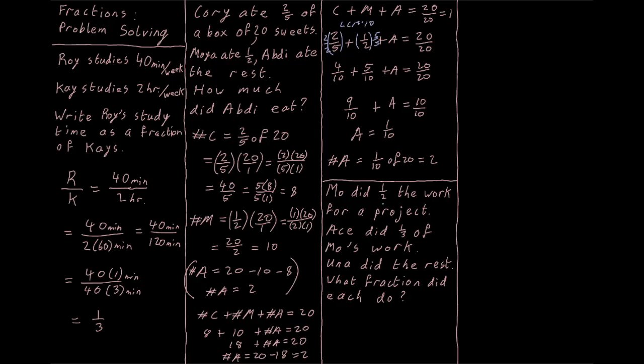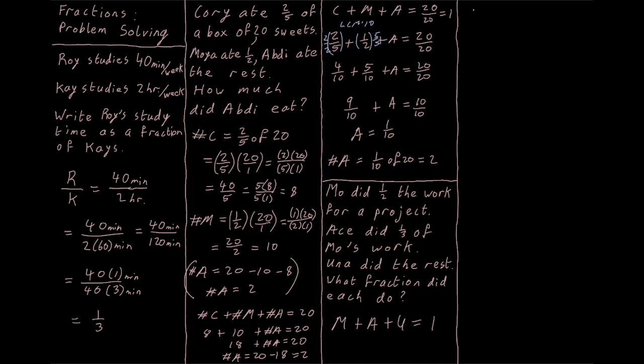Now for another question: Mo did half of the work for a project, Ace did a third of Mo's work, and Una did the rest. What fraction of the work did each do? Now we have to work directly in fractions because we don't know a total number of hours or weeks that the people spent on the project. So we know that Mo's fraction plus Ace's fraction plus Una's fraction must all add up to the total of the project, which would be 1 complete project.